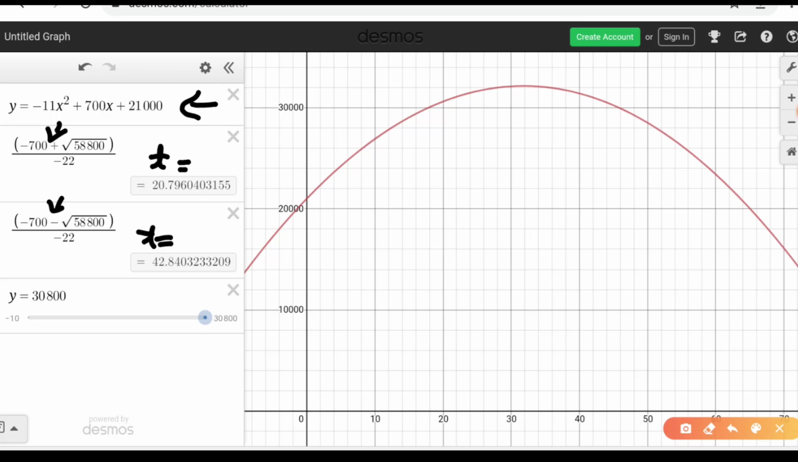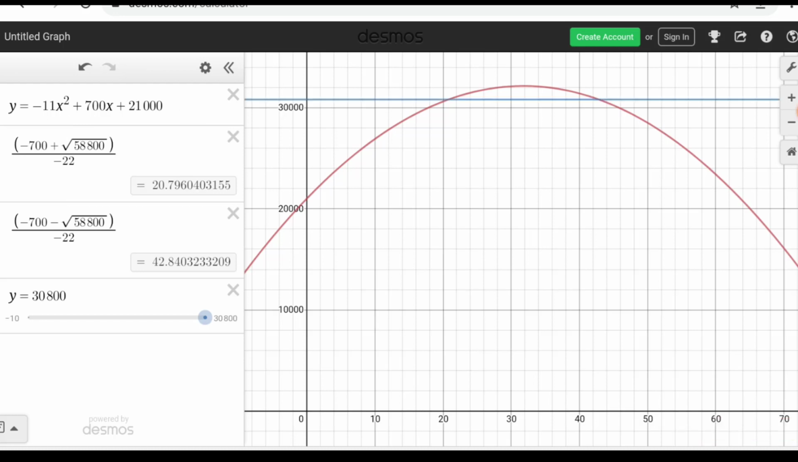Now let's verify our answer. So this equation's right here. We know that we're weightless up at 30,800 feet. So I'm just going to graph that equation. I've already graphed it, but I'm going to show the equation now. So let's show the equation, and you see the equation right there. There's a blue line that goes across here. So these two answers, let's see what that is. Take a look at those ordered pairs.